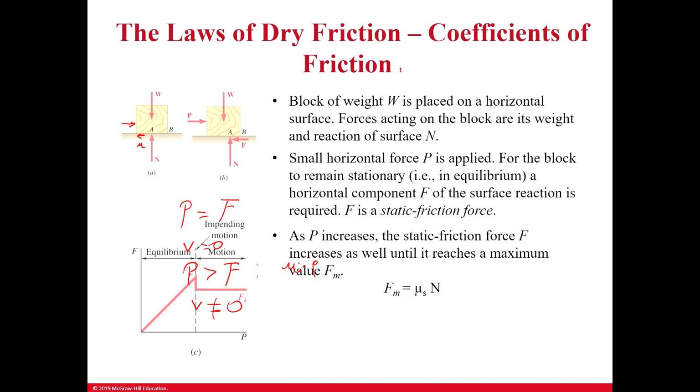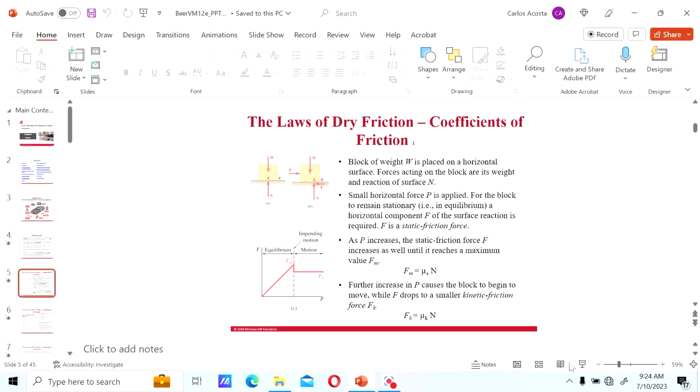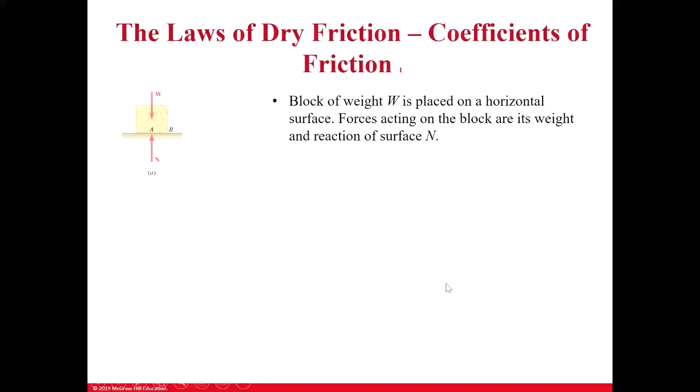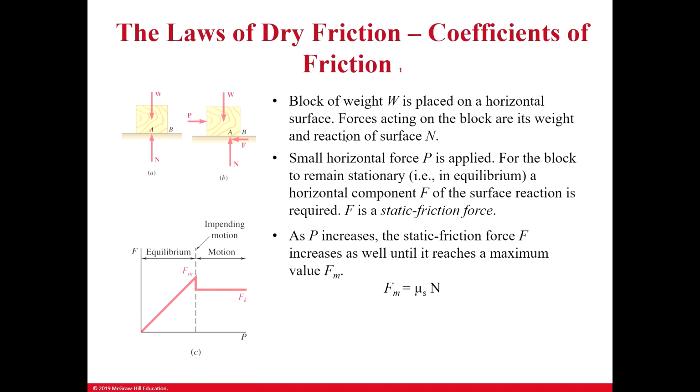Let me get rid of this so we can see the concept here better. There you go. Actually, let me go ahead and restate that. Friction, the force of friction, is given by the friction coefficient times the normal force, not the pushing force, but times the normal force. So when P equals F, then there's no movement. Velocity equals zero. But when P is greater than F, then velocity is different than zero.